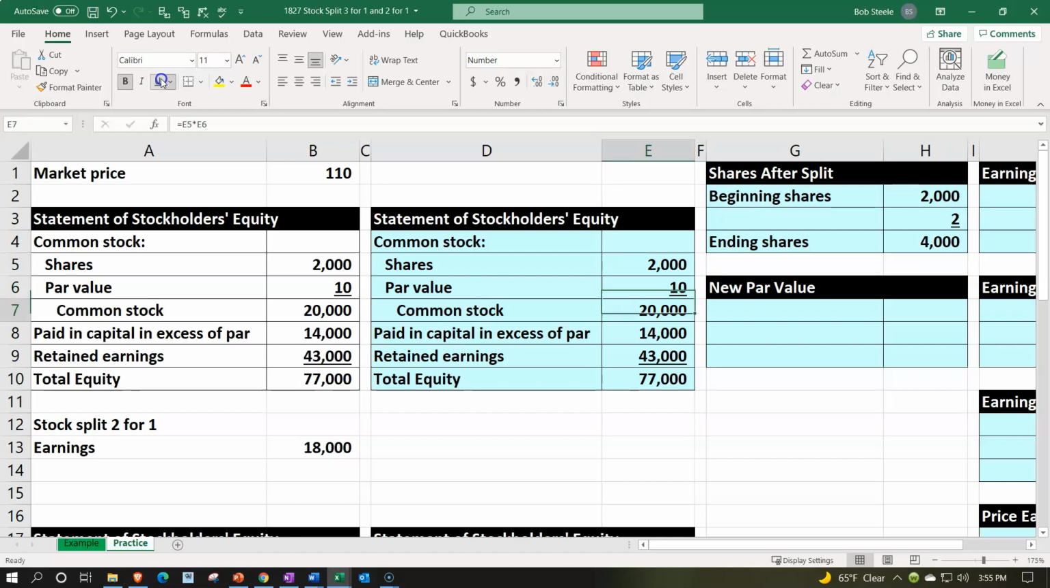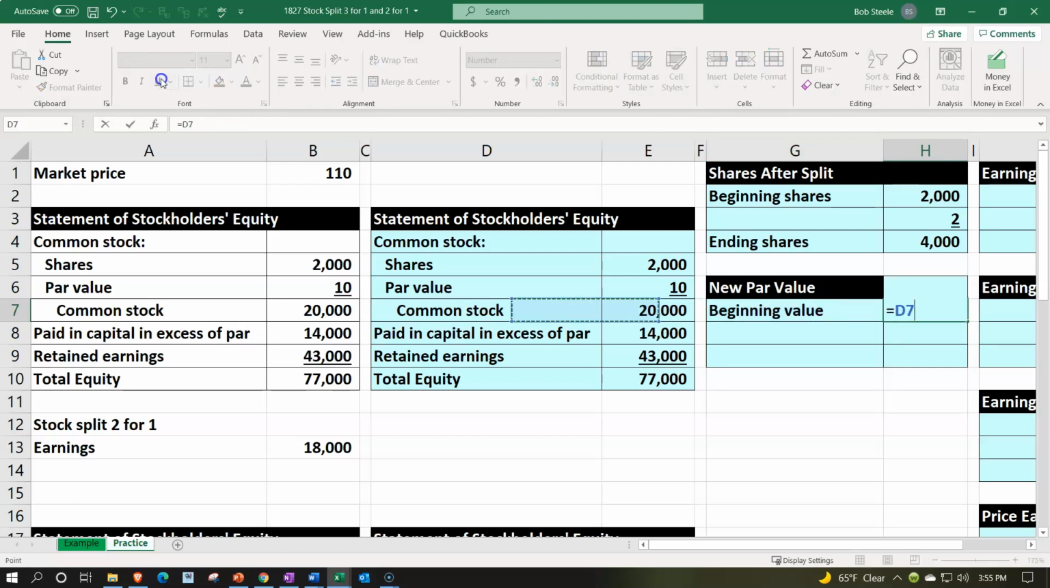We'll do it soon. Then we're going to have an adjustment to the par value because this is a split scenario as opposed to a stock dividend. So the beginning value for the par value is equal to the $10 over here. And we're going to take that and divide it by 2, underlining that by going to the font group and underline. And that's going to give us, of course, 5. 10 divided by 2, 5 for the par value. Par value then at the 5.